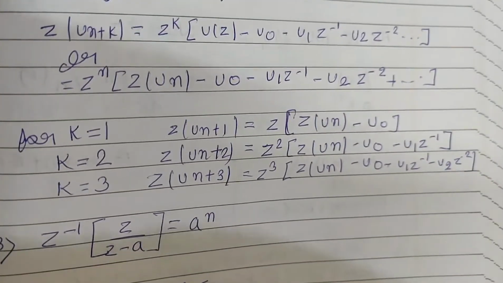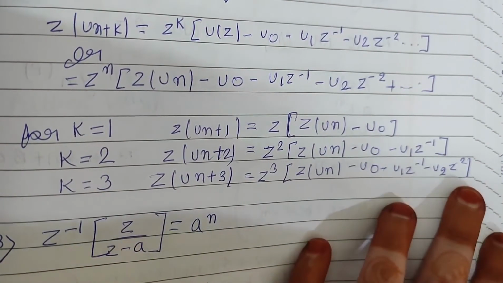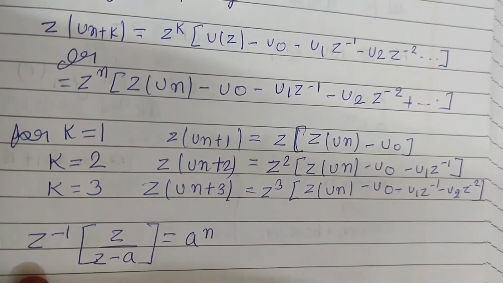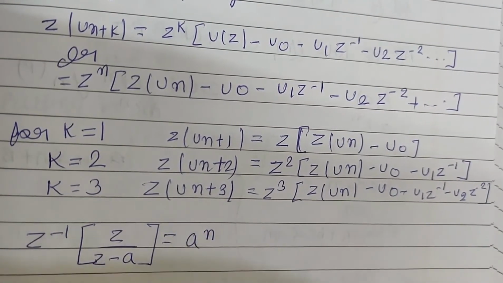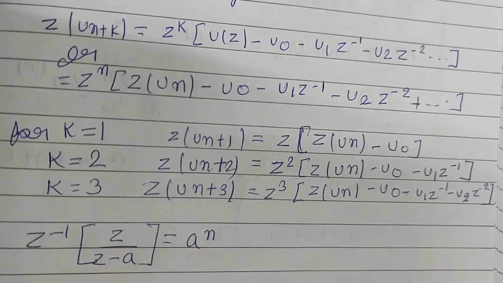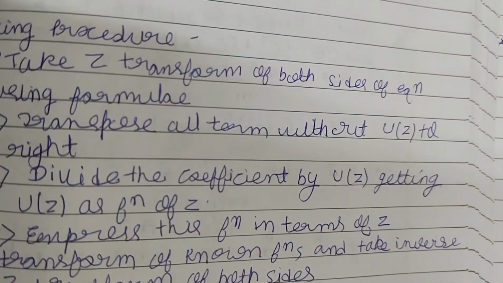If k equals 4, then there will be one more term, u3 z to the power minus 3. And the inverse Z transform of z/(z minus a) is a^n. This is very important, as we will follow this formula for solving questions. This is the working procedure.